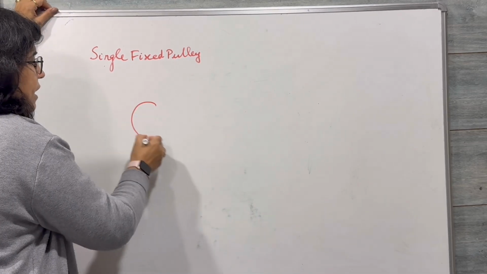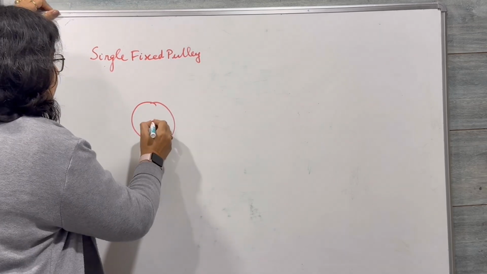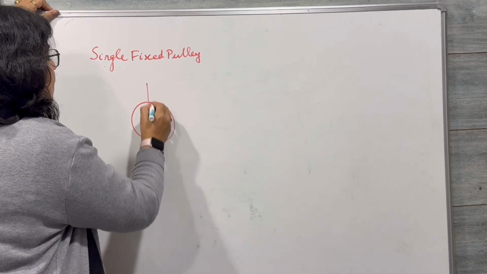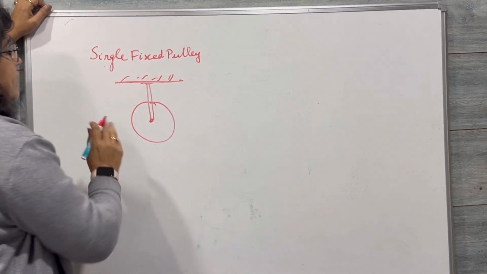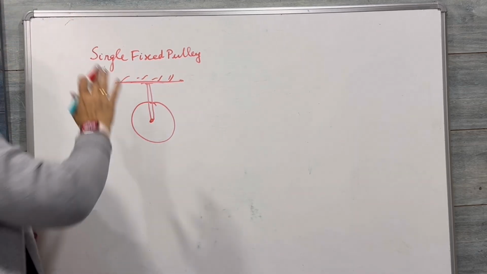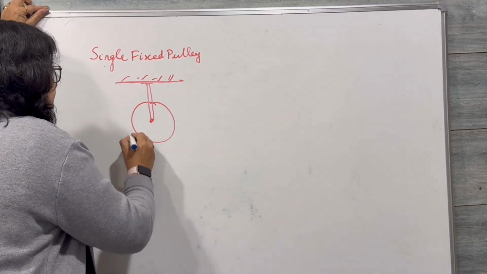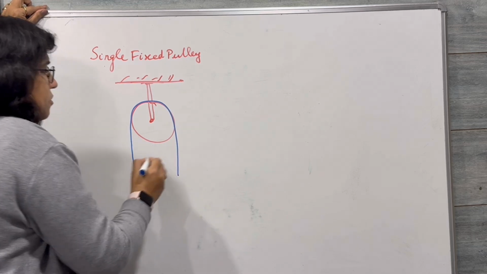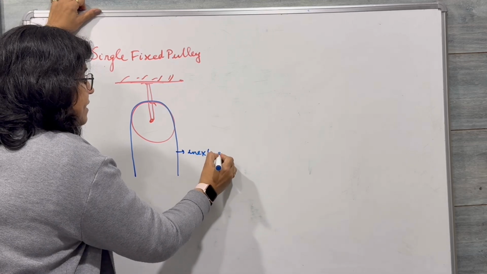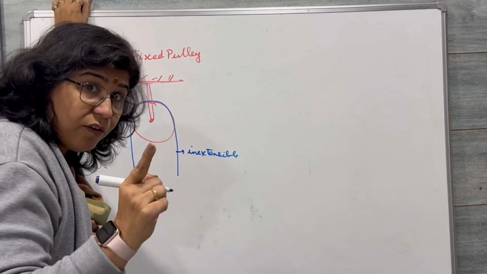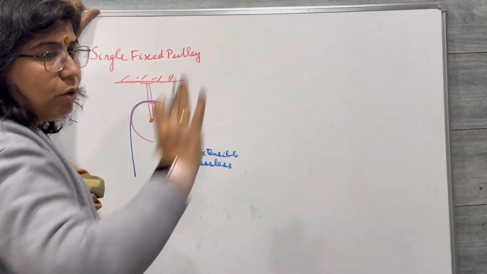What's a pulley? It's a wheel with a groove over which the rope can pass, and if you hang it from a fixed ceiling, then it is called a single fixed pulley, and you pass the string over it. This string always, in all cases, is inextensible. That means the length of the string will not change, and it is massless, always, in all the pulley cases, right?